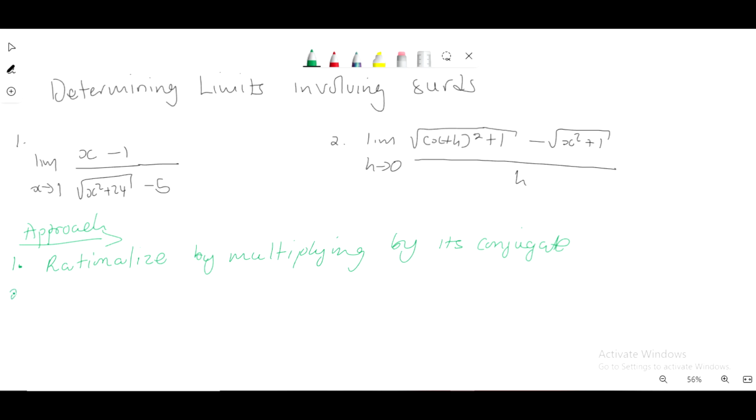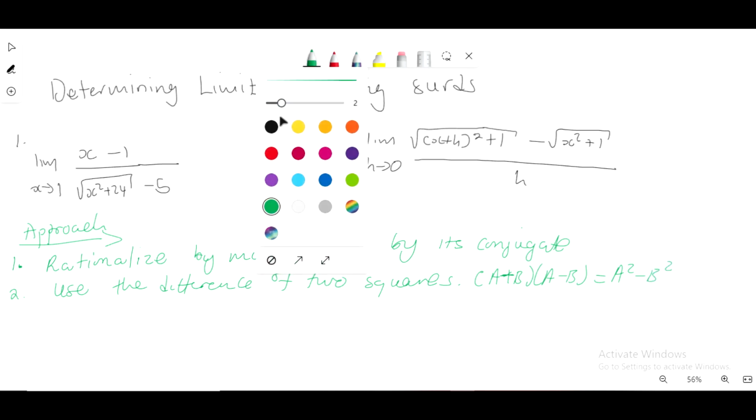Number 2, we're going to use the difference of 2 squares. So what is the difference of 2 squares? The difference of 2 squares is simply a plus b times a minus b is equal to a squared minus b squared. That's what we're going to do here on the first one.